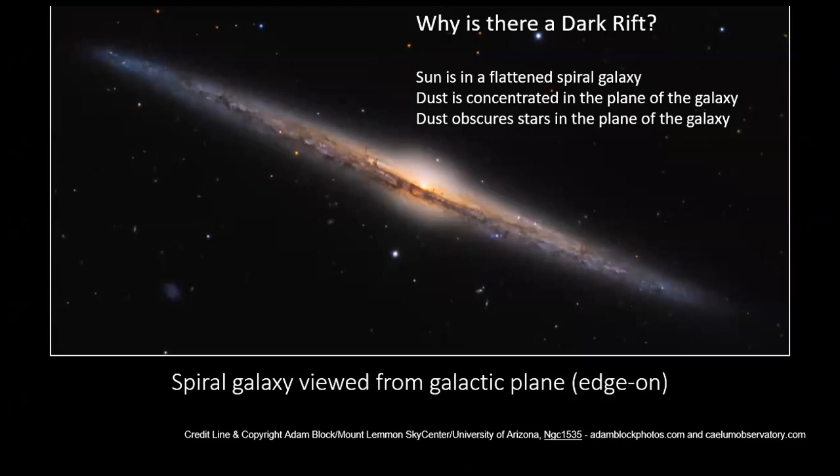So why is there a dark rift? Well, the sun is in a flattened spiral galaxy, as you know, and dust is concentrated in the plane of our Milky Way galaxy. And if you're looking along the plane of the galaxy, which we do when we look at the Milky Way from our vantage point, dust obscures some of the stars in the plane of the Milky Way and hides those stars. So the sky appears dark in those areas. So in simplistic terms, that's the reason for the dark rift in our Milky Way galaxy. This is a photo by Adam Bloch of NGC 1535.